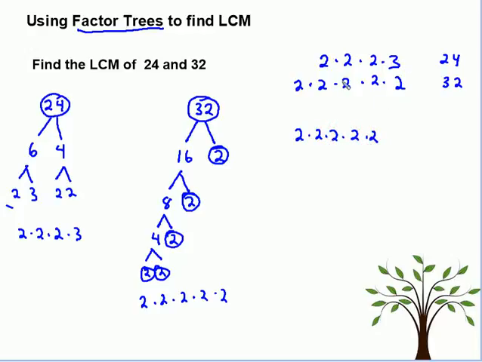Then we move on to the 3's. Which of these has a greater number of 3's? 24 has the greater number of 3's, and it only has 1. So we multiply that by one of the 3's. We multiply this out. That gives us 4 times 2 is 8, times 2 is 16, times 2 is 32, times 3 is 96. And that is the least common multiple. That is the smallest number that 24 and 32 go into.